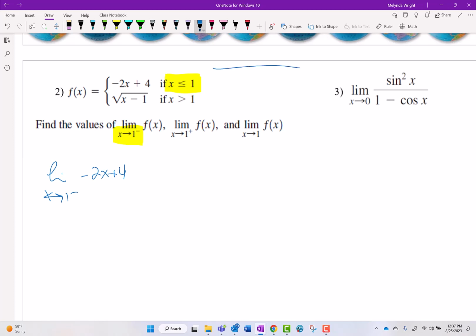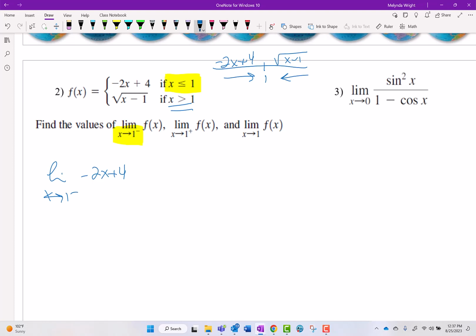Right? So we've got our number line. Here's 1. As we're coming from the left, it would be the negative 2x plus 4. That's what we would have, if this helps conceptually. And then coming from the right, it would be the square root of x minus 1. That's according to how our piecewise is set up. If it's helpful to write it in that way, I encourage you to do so.